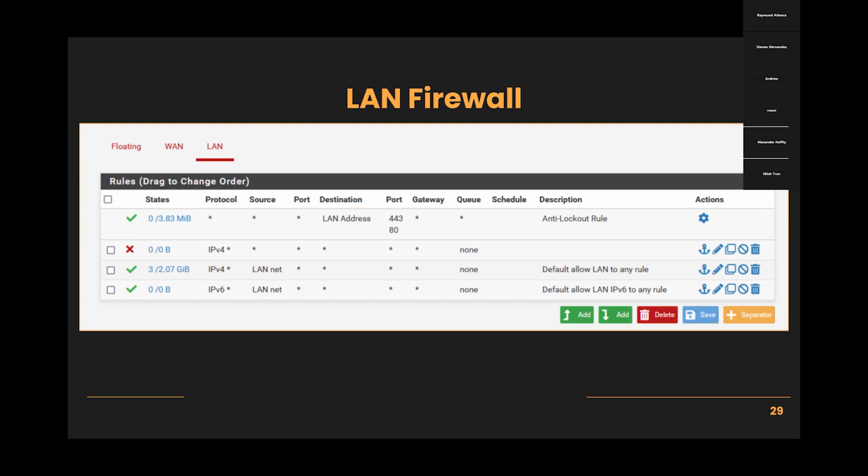The two rules below that allow all traffic with the source IP of the LAN network. However, because these rules are evaluated in top-down order, that deny rule is above the two bottom rules, and those two bottom rules won't be counted at all.